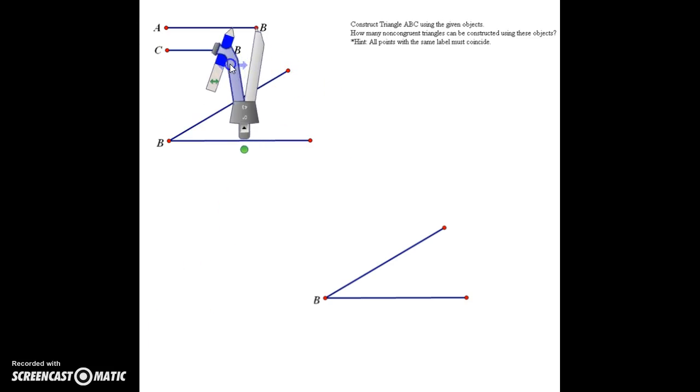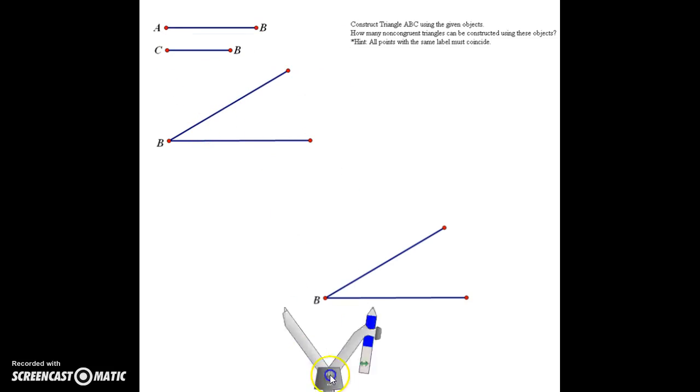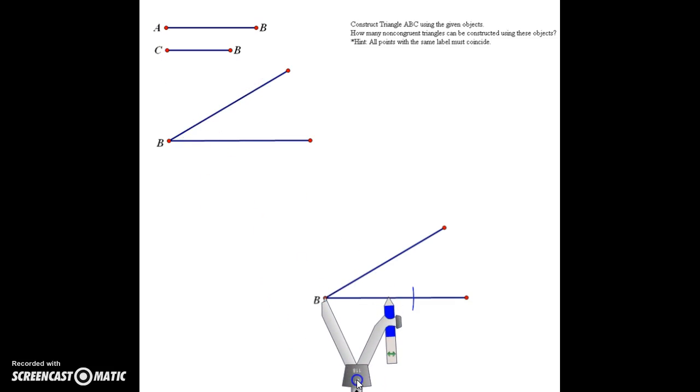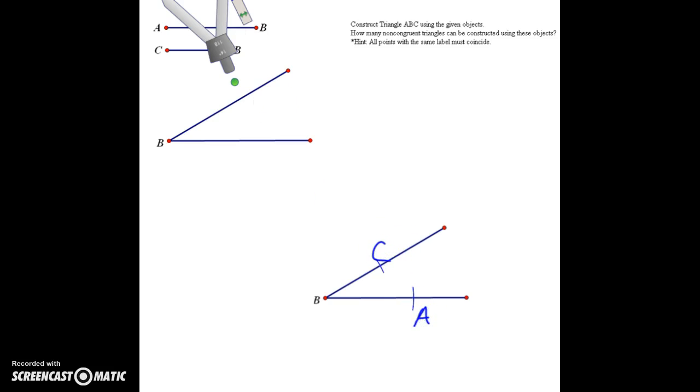So what I'm going to do is measure AB's length, and I'm going to have that come off of B. And it doesn't matter which side I work it off of, but I just need to have it on one side. And then I'll mark off CB's length on the other side, still coming off of corner B. So this would be point A here, and this would be point C. And then using my straight edge, I'll connect these two to construct the other side of the triangle.